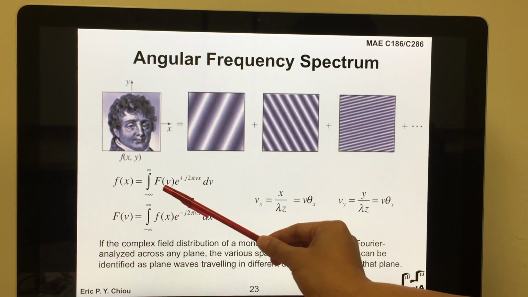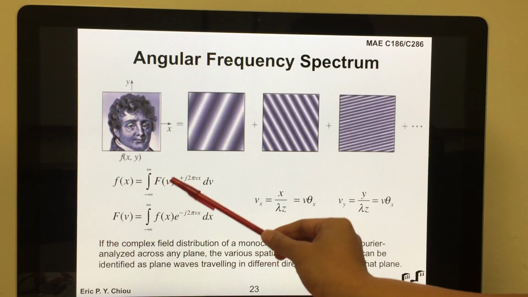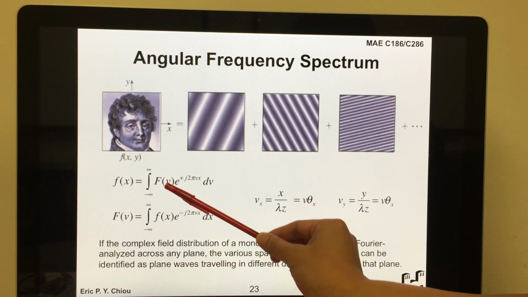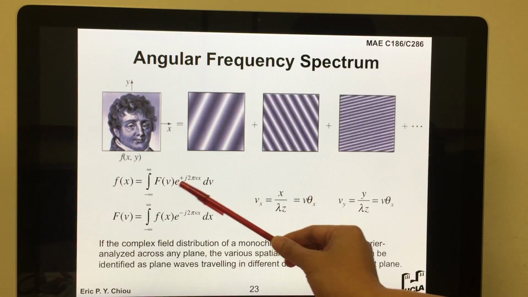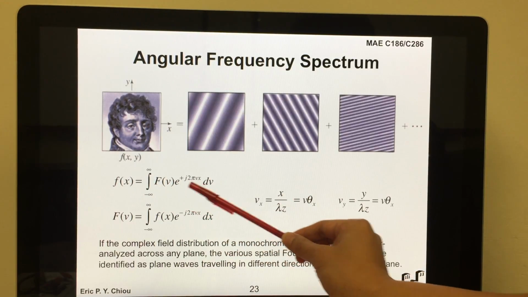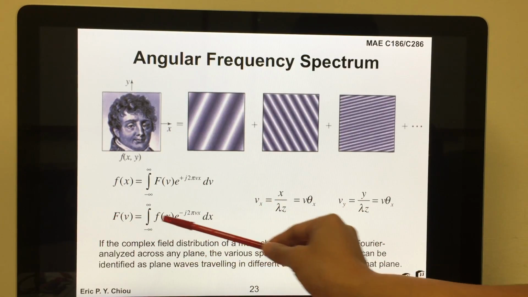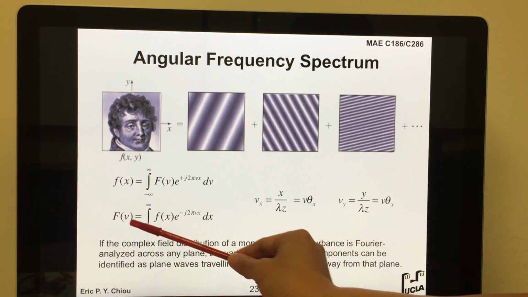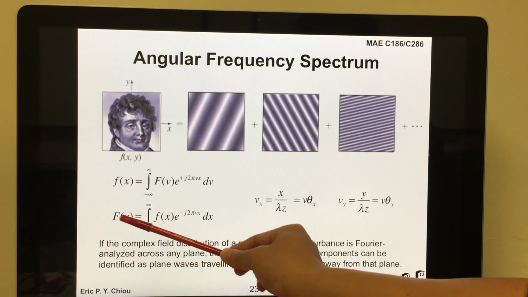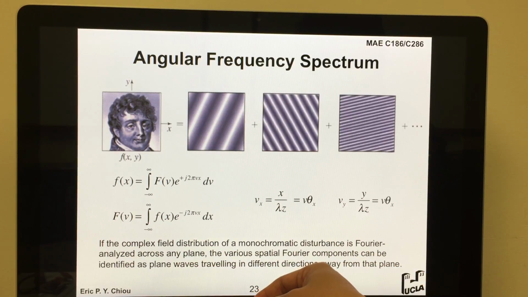You have different kinds of elementary functions, and F of v, which is the Fourier component of each frequency, is the amplitude of each elementary function. So every function, you can think of it as a superposition of the elementary functions. This is just how you get this. The Fourier transform is a way to get the amplitude of the different elementary functions, which is the cosine function here.